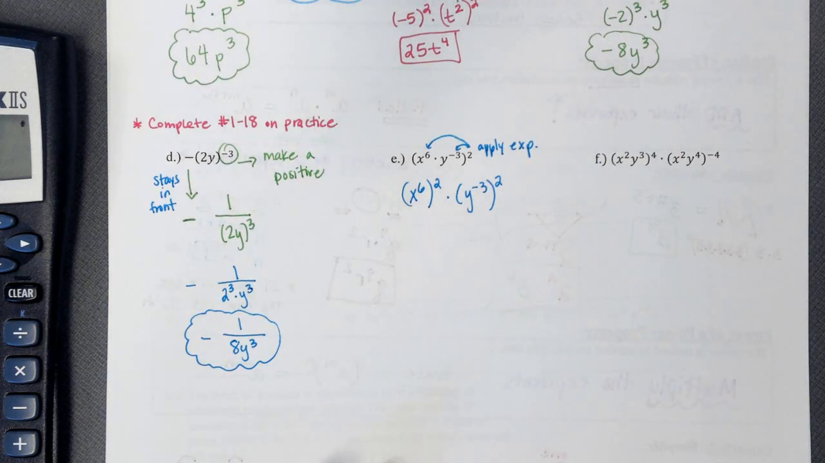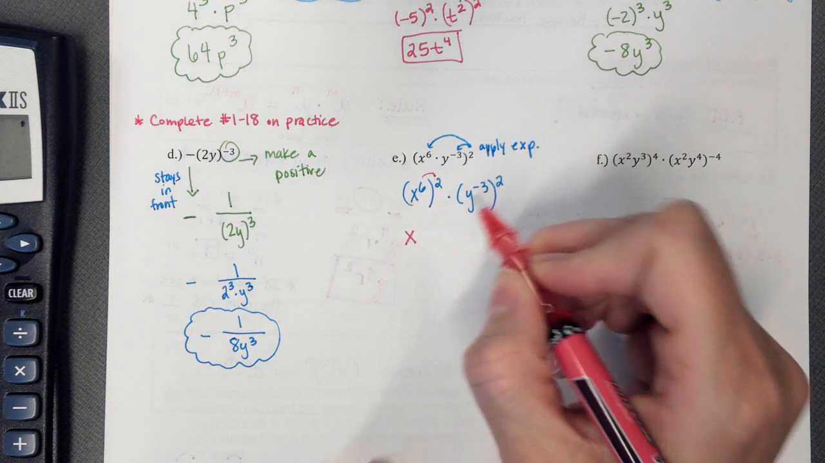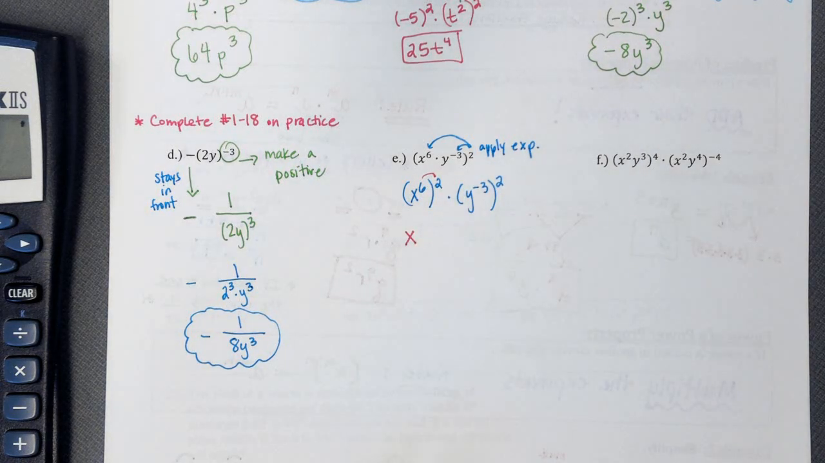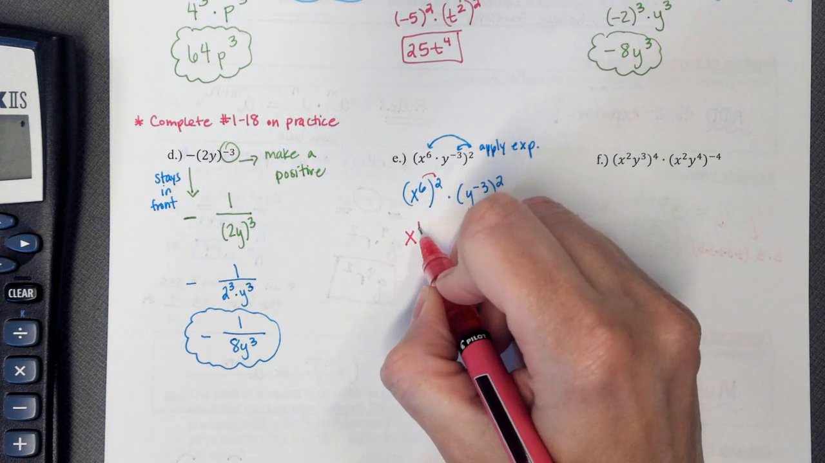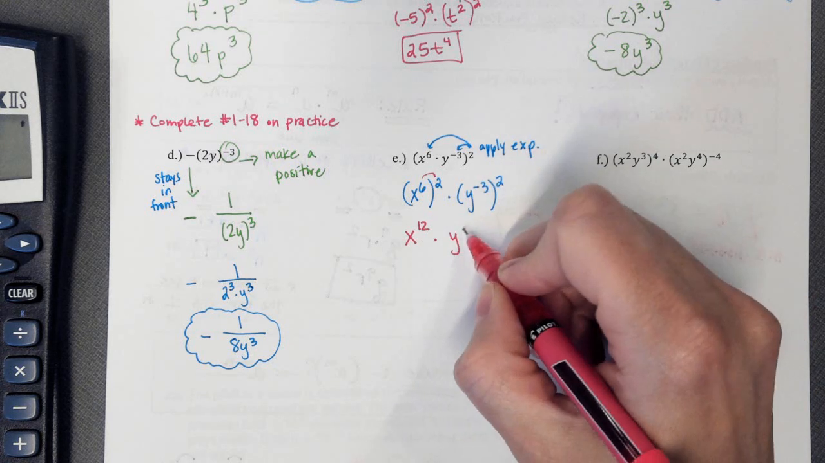Now when you apply that exponent, what do you do with the 6 and the 2? Are you adding or multiplying? Multiplying. So 6 times 2 is 12. Negative 3 times 2 is negative 6.